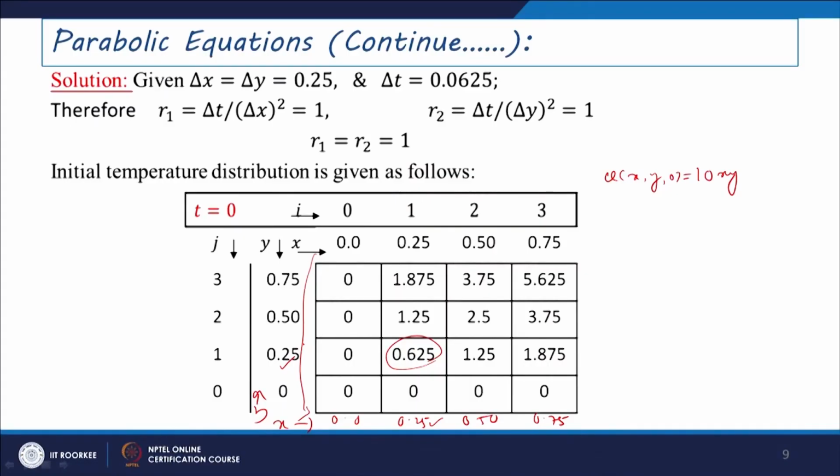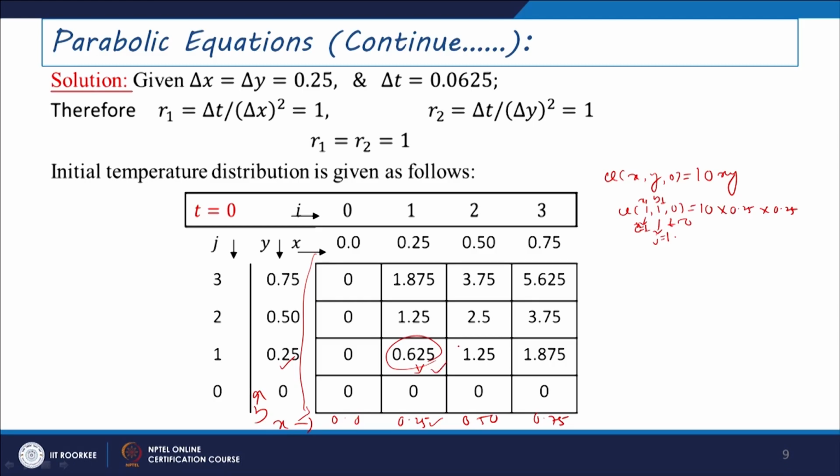If you consider x equals 0.25 here and y equals 0.25 here, suppose, then we can write this at this point, since this is the starting point, the 1 1 point. So, u at 1 1 0, that is t equals 0, x is the first coordinate, we can write i equals 1 and j equals 1 there. That means we can write this as x1, y1, and 10 into 0.25 into 0.25, which is nothing but 0.625 here.